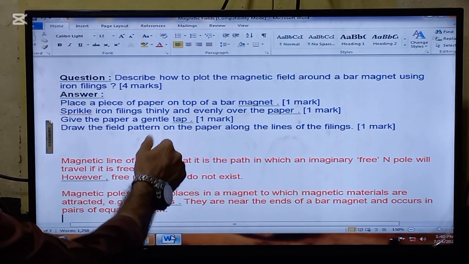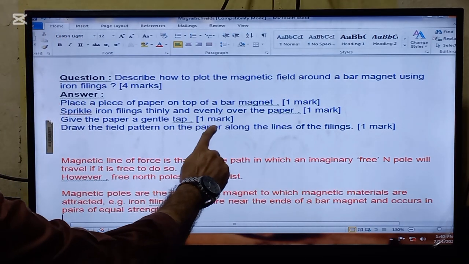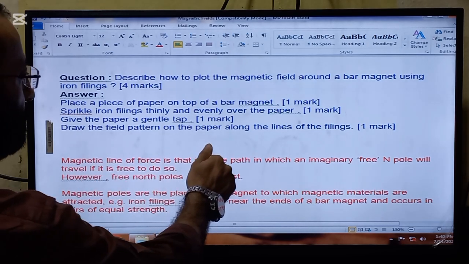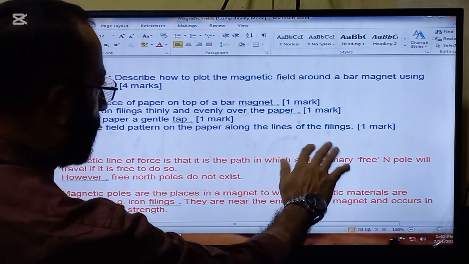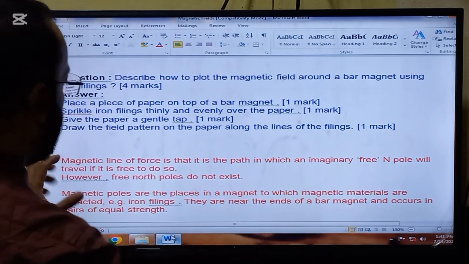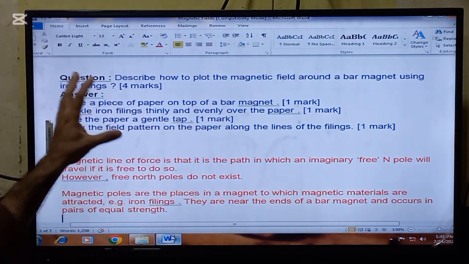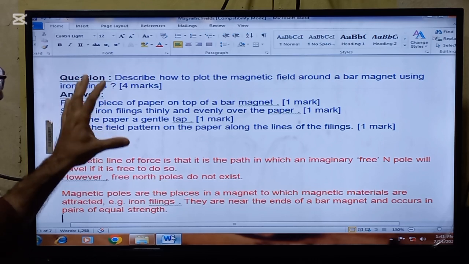Give the paper a gentle tap like this one. This will have 1 mark. And draw the field patterns on the paper along the lines of the filling. So this will have 1 mark. So this is the distribution of the marks for these points. So this question comes frequently in the paper.